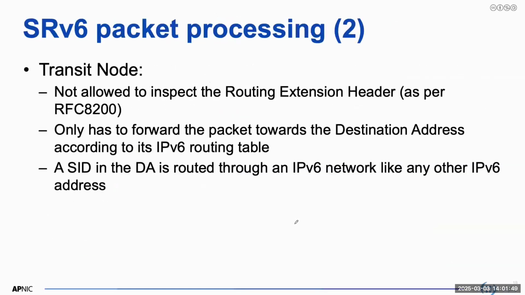So as we saw earlier, the transit node does not need to do anything with the inspection of the routing header. If the transit node sees that the local address and the destination address are not the same, then it just needs to forward the packet.